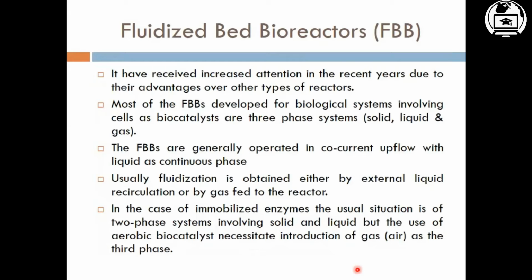It has received increased attention in recent years due to its advantages over other types. What are the advantages then?